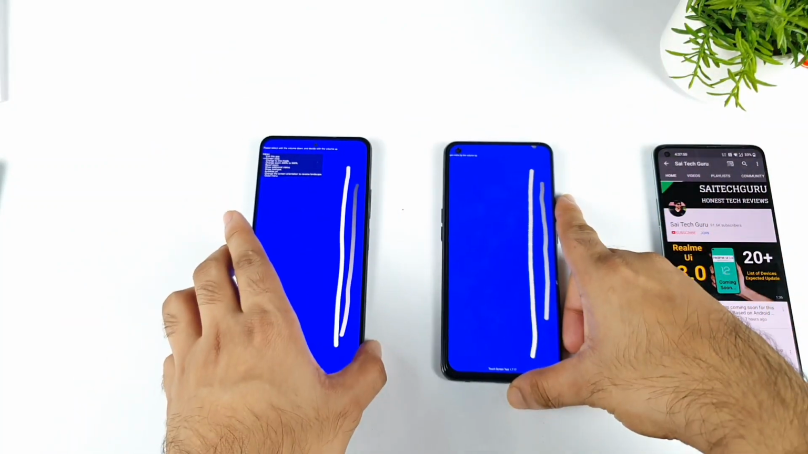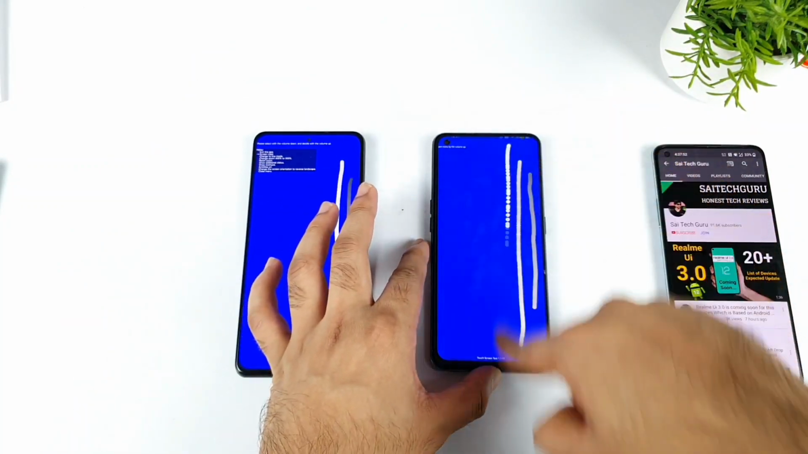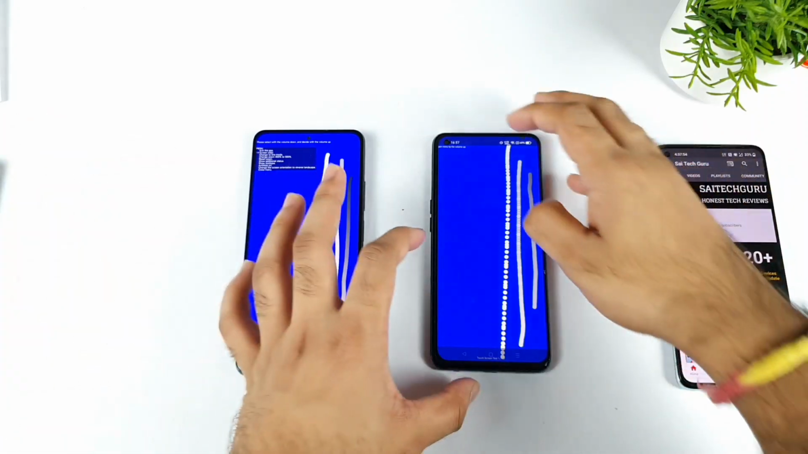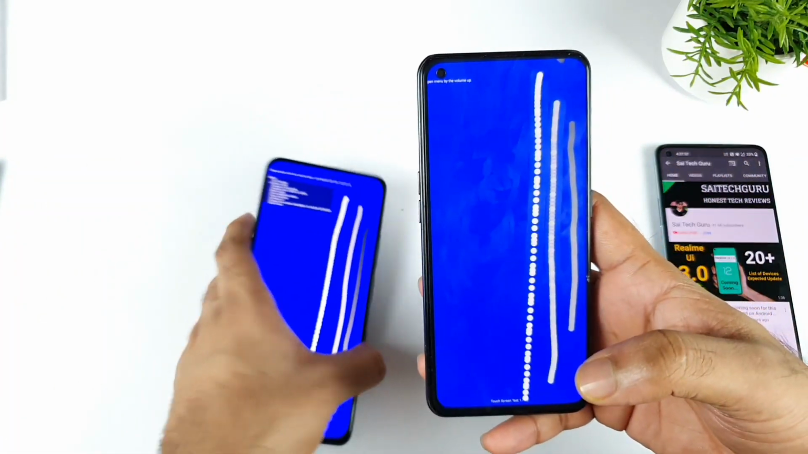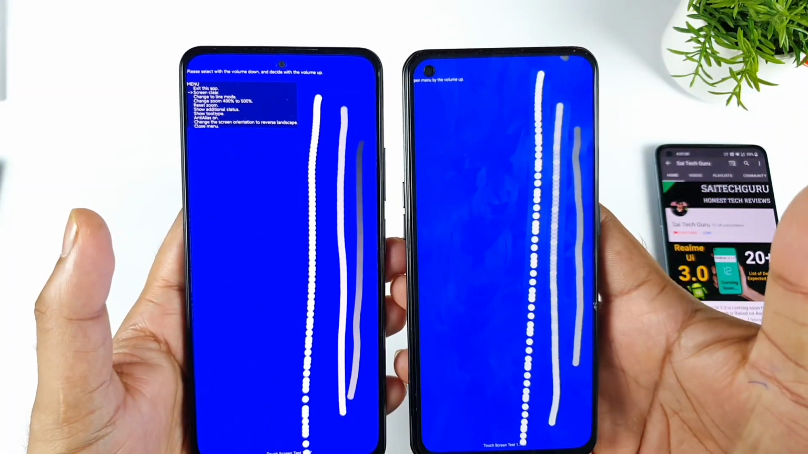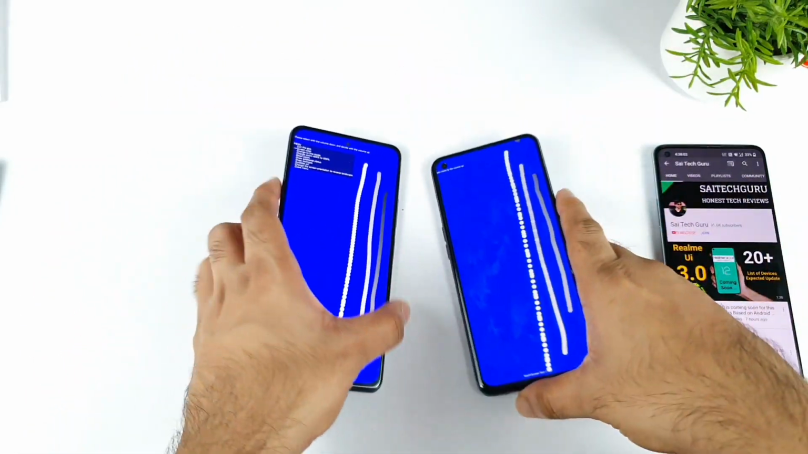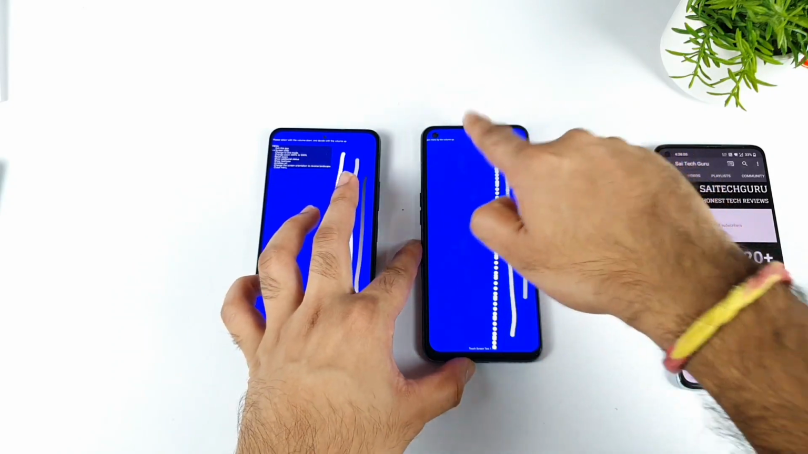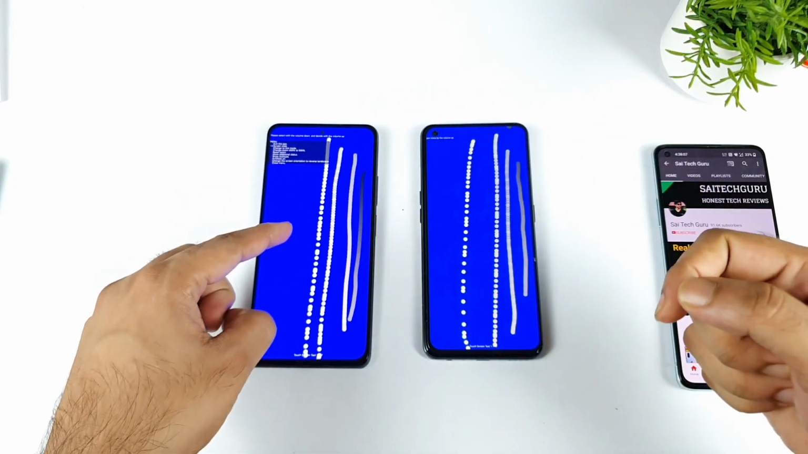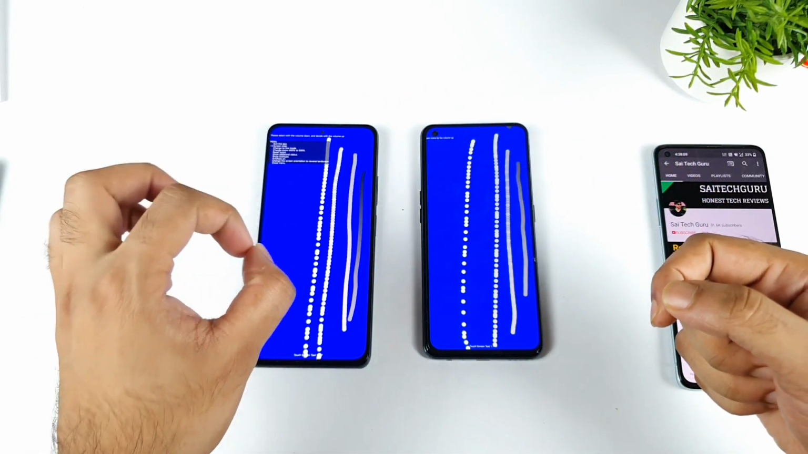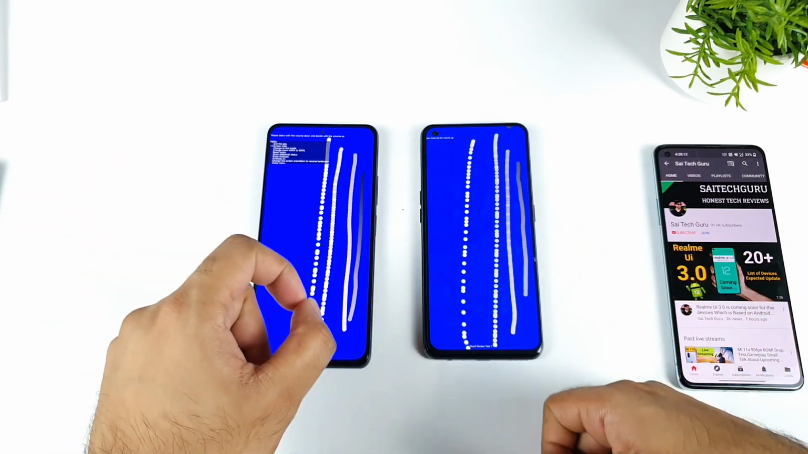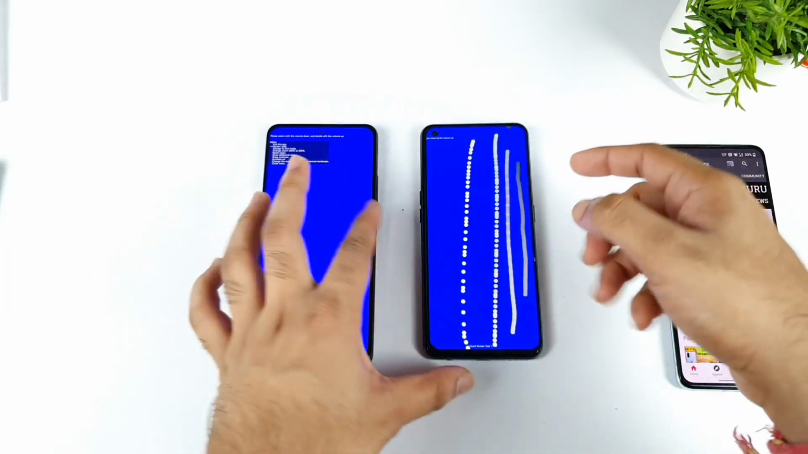Now let me try to go even faster. Observe the touch inputs. You can clearly see how much difference there is. More touch inputs are detected in the Mi11X device compared with the Realme X1 Max smartphone. Now at very high speed as well, the Mi11X was still able to keep up. So now the next test is the multi-finger.